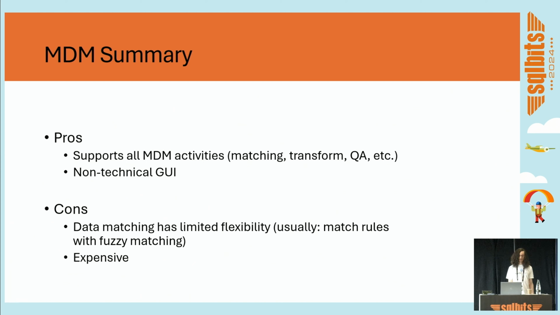So, in summary, the pros of MDM is you get a whole bunch of activities, you get some good quality master data out the other side of it. It's a non-technical GUI, but the cons are the data matching does have some limited flexibility. It's normally just a bunch of match rules with some fuzzy matching on top, and they are quite expensive. I mean, it's good to have good quality data out the other side, and that's really what you're paying for. But if you just wanted to do some matching, it is quite an expensive solution.